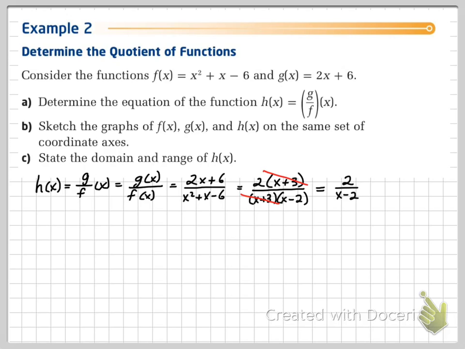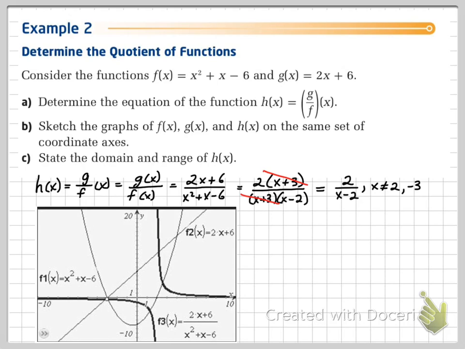Now what we can do is cancel the x plus 3's, and our graph is going to simplify to be 2 over x minus 2. However, x cannot equal 2, and it cannot equal negative 3. Even though we've canceled the x plus 3 from both the numerator and the denominator, the restriction is still going to remain because it's a part of our original. So now when you graph it, you're going to notice that our composite function, h of x in dark, is going to have a vertical asymptote at x equal to 2. There is also going to be a point of discontinuity where x is equal to negative 3, and that's shown up as the hole in the graph.